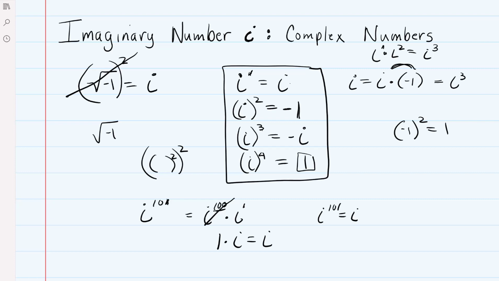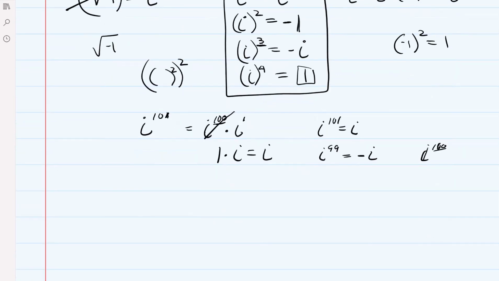Let's do that in a different way. Let's do I to the 99th. Well, if we know that I to the 100th is divisible by 4, 1 less than 4 is 3. So I to the 99th is going to be -I. You could do that with any of them. So say I to the 7th. Well, that's the same as I to the 4th times I cubed.